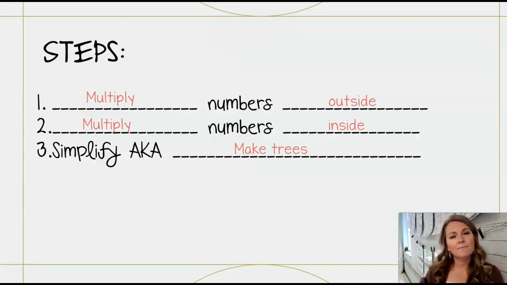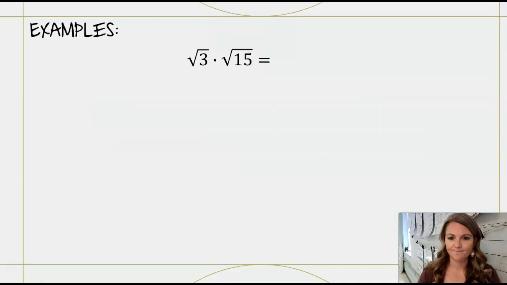You can make trees and simplify before you multiply, but the likelihood that you're going to have to make trees and simplify again is pretty high. So it's just more work to simplify, multiply, and then simplify again. So that's why we're going to multiply. We might have some bigger trees, but at least we only have to make trees once.